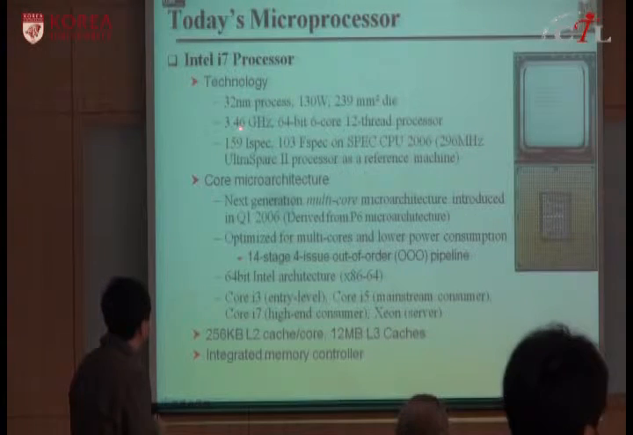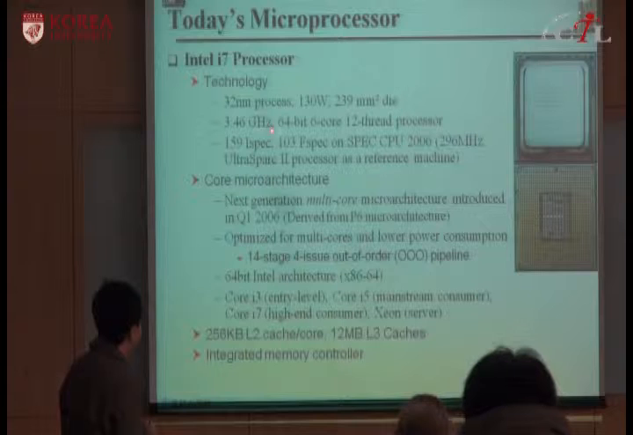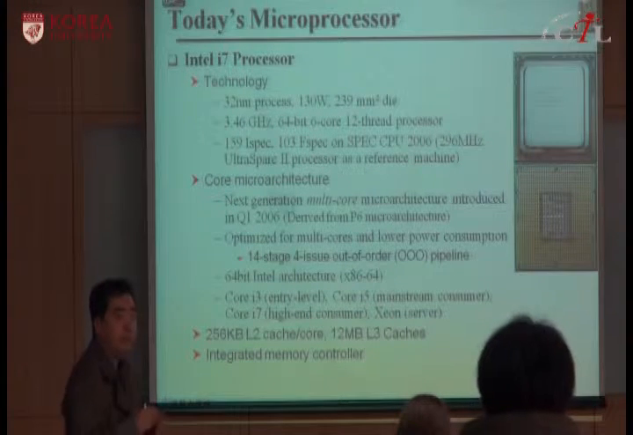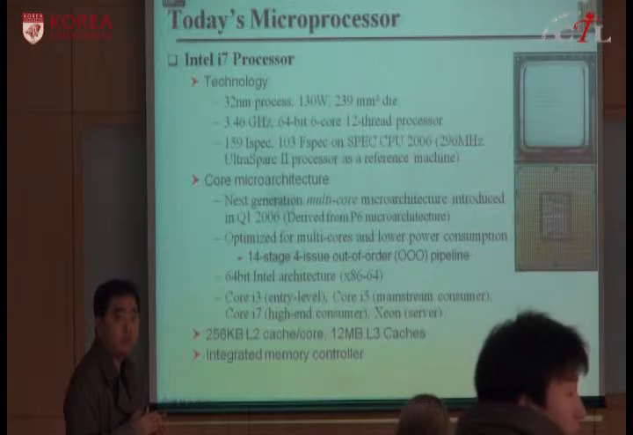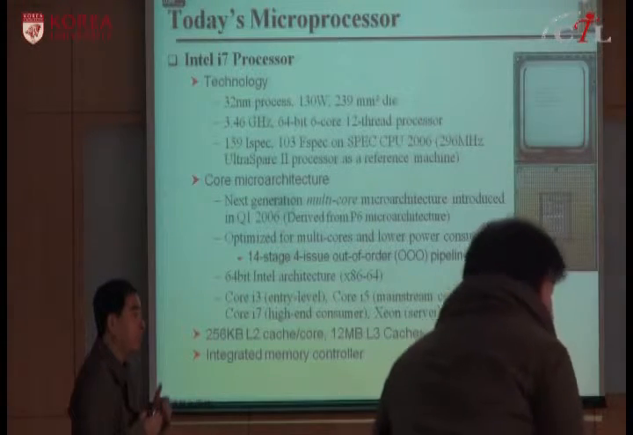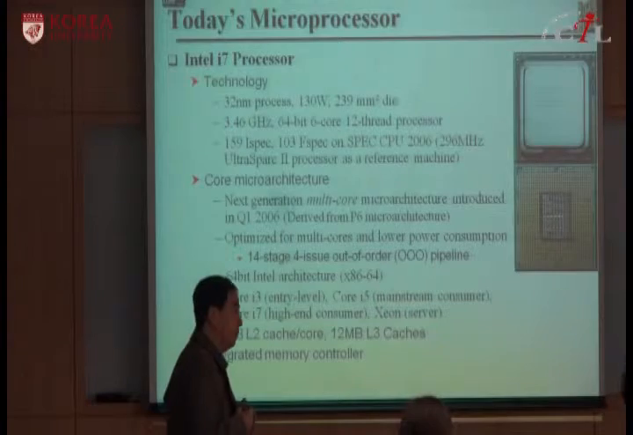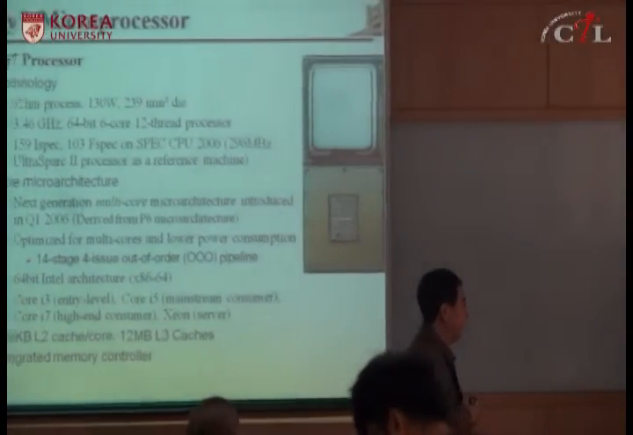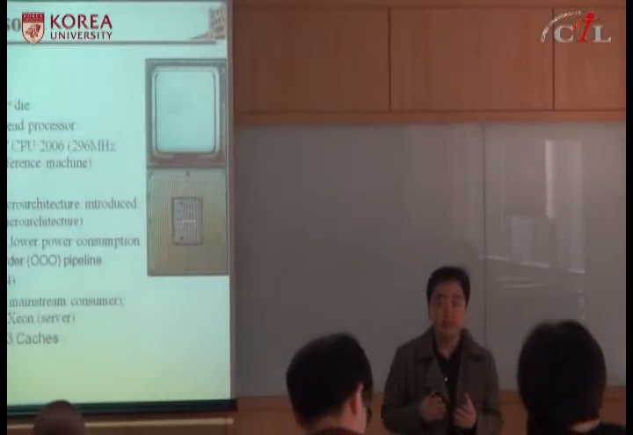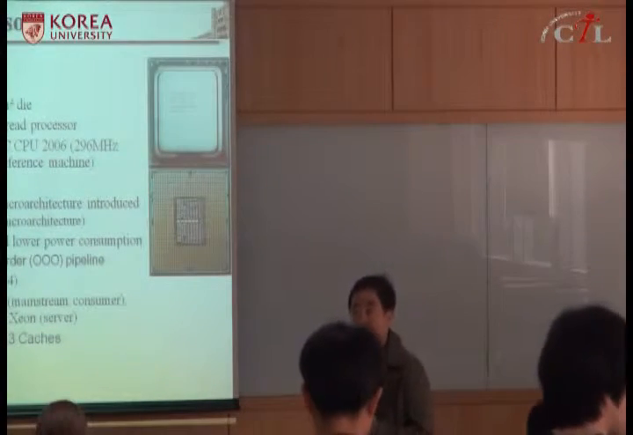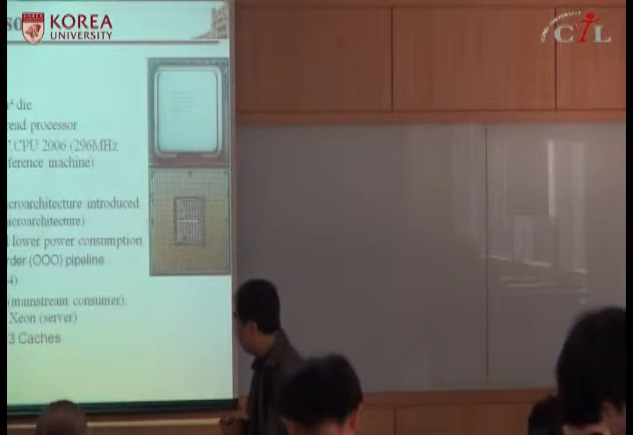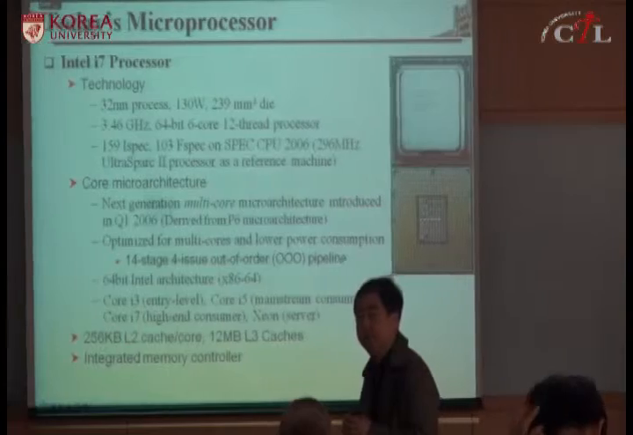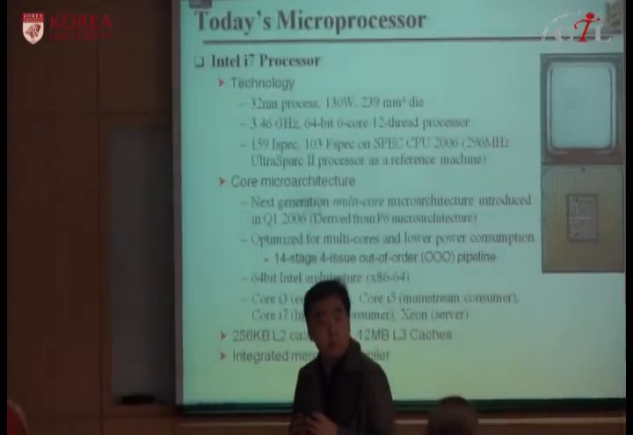The clock speed runs at 3.46 gigahertz. It's a 64-bit processor because i7 is based on x86-64, which is an extension of the existing x86 instruction set architecture. So it uses the same instruction set as x86, but the default data size is 64-bit. And this is a 6-core processor, so each CPU chip contains 6 CPUs.